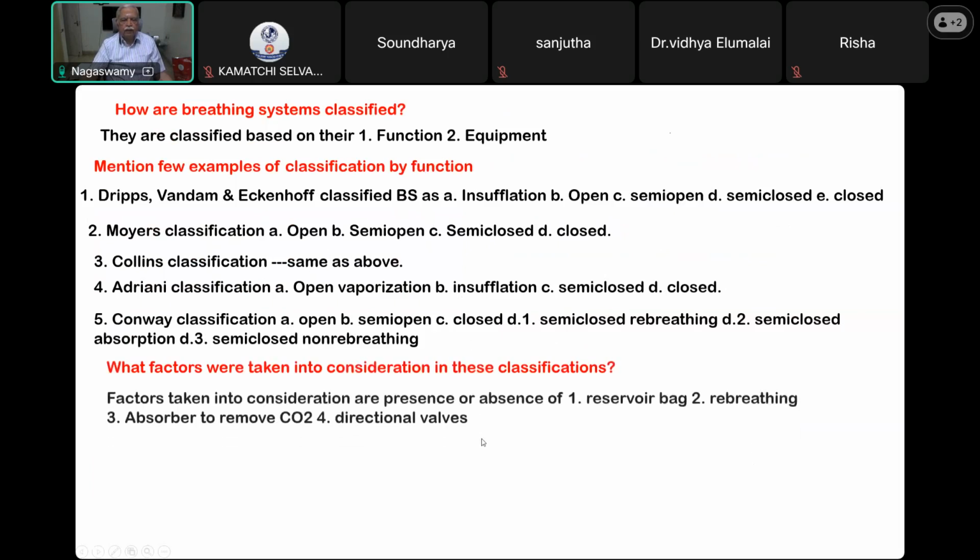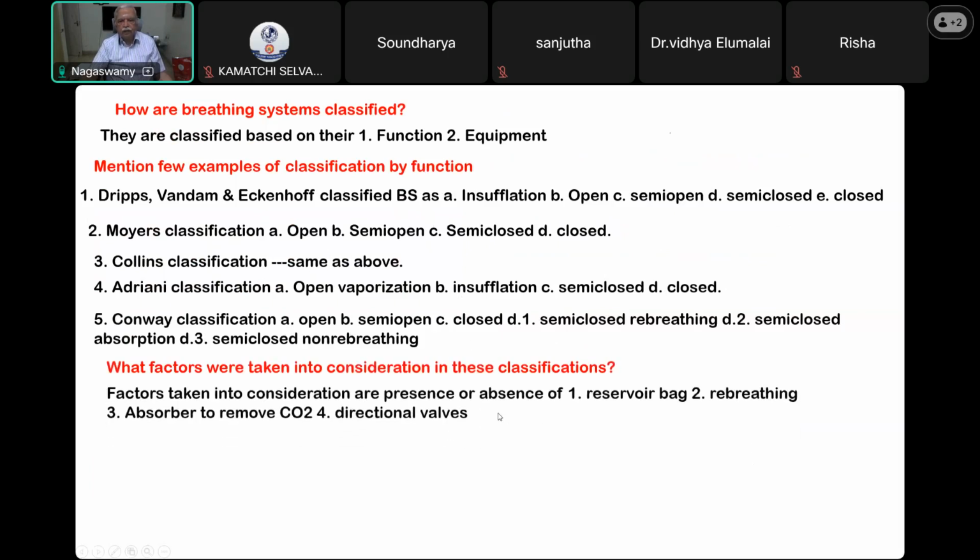Equipment wise, they were taking into consideration the presence or absence of a reservoir bag, whether rebreathing is present or not, whether an absorber is present or not, and whether directional valves are present or not. So the classification is made on the construction of the breathing circuit using the various components, or on the functional status, whether the patient is open to atmosphere or to the machine.